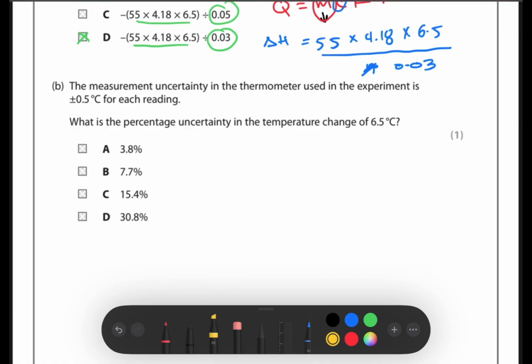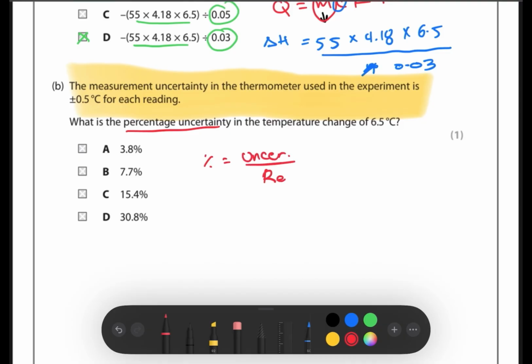Let's go to another type of question that was repeated. The measurement uncertainty of the thermometer used in the experiment is plus or minus 0.5 for each value. What is the percentage uncertainty? So we have a rule for that. If you remember, it is the uncertainty over the reading of delta T times 100. And since delta T is two values, T final minus T initial, we have 0.5 in here and another 0.5 in here.